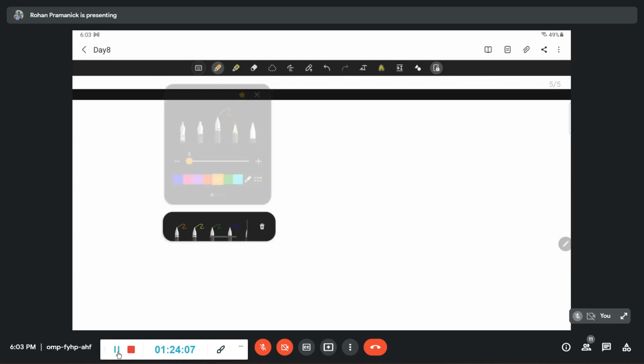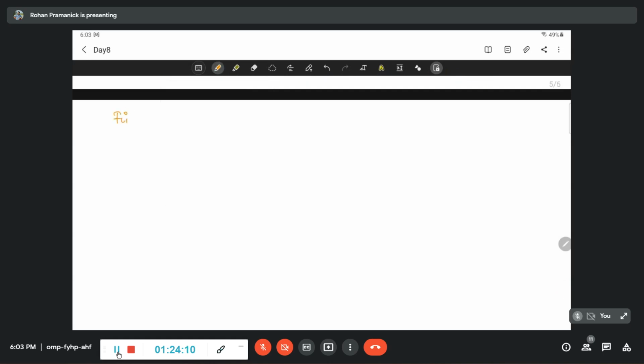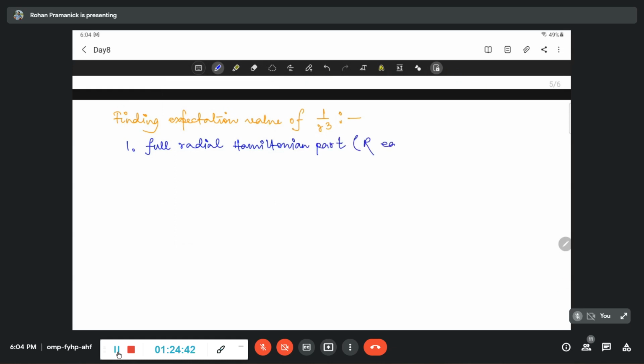So how to find the expectation value of 1 by R cube. What you have to do is, I just write down the steps. So you have to use the full radial Hamiltonian part, the R equation.